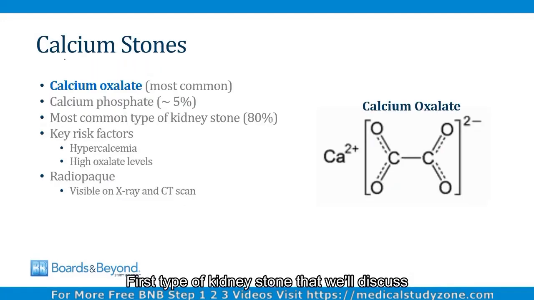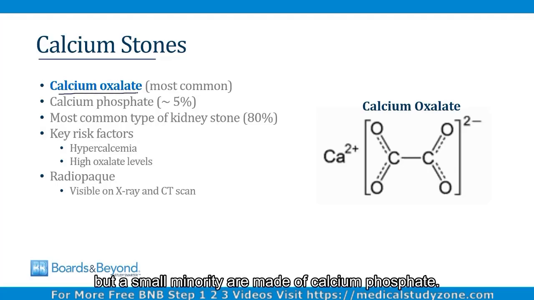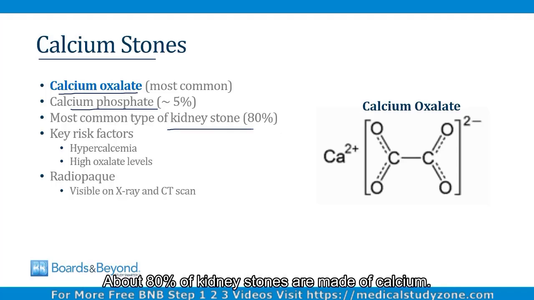First type of kidney stone that we'll discuss are the calcium stones. Most calcium stones are made of calcium oxalate, but a small minority are made of calcium phosphate. And overall, calcium stones are the most common form of kidney stones. About 80% of kidney stones are made of calcium.